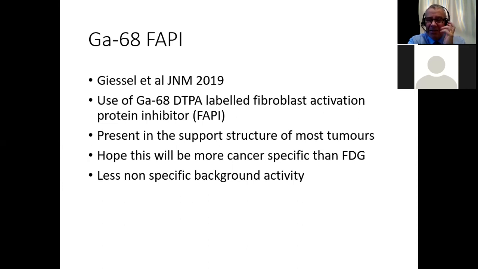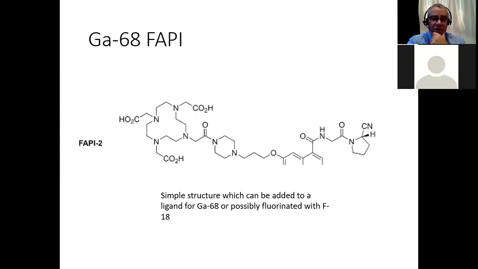There's a bit of haze around the spleen, the kidneys are always hot, the bowels are always hot. So we get a lot of background activity, and it's very difficult to see small lesions. So the idea is if we could have something which had less background, that would be good. So this is the structure of FAPI. It's terribly simple. It's just a ligand that attaches onto this fibroblast proliferation inhibitor. Very, very simple. And because it's got a couple of nice rings on it, it's very easy to fluorinate.